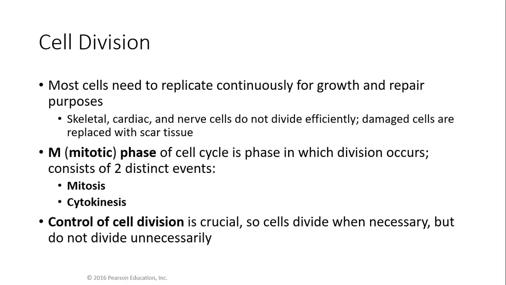But cells that can divide efficiently, skin cells, hair cells, and so forth, will undergo mitosis. And then after mitosis, you have cytokinesis, which is going to completely divide the cytoplasm. It's going to allow the cells to completely pinch apart from each other. And again, controlling cell division is very important. You don't only want the cells to divide when necessary, you don't want them dividing when it's not necessary.